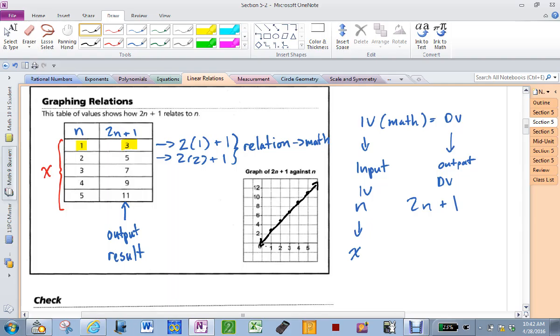Can I put a fraction in for n? Yes or no? Yes, let's try it. N equals 1/2. So it's 2 times what? 1/2 plus 1. What's 2 times a half? 1. What's 1 plus 1? 2. So when I go to a half up, I'm at 2. Does everyone see how it works? Okay?